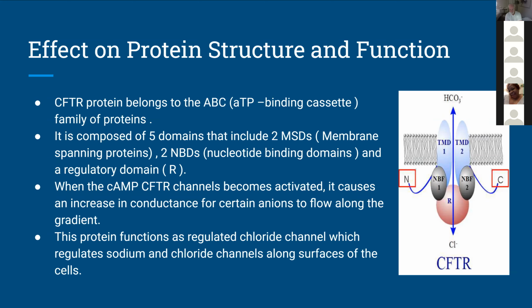When the cAMP-activated CFTR channels become activated, it causes an increase in conductance for certain anions to flow along the gradient. This protein functions as a regulated chloride channel, which regulates sodium and chloride channels along the surface of cells.